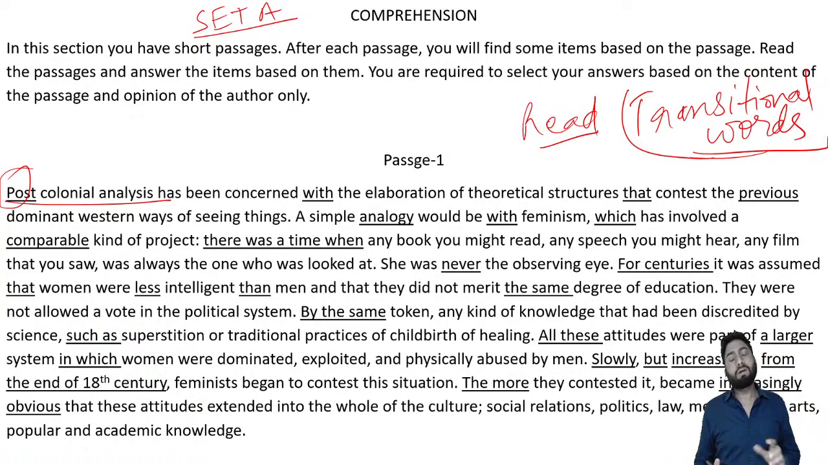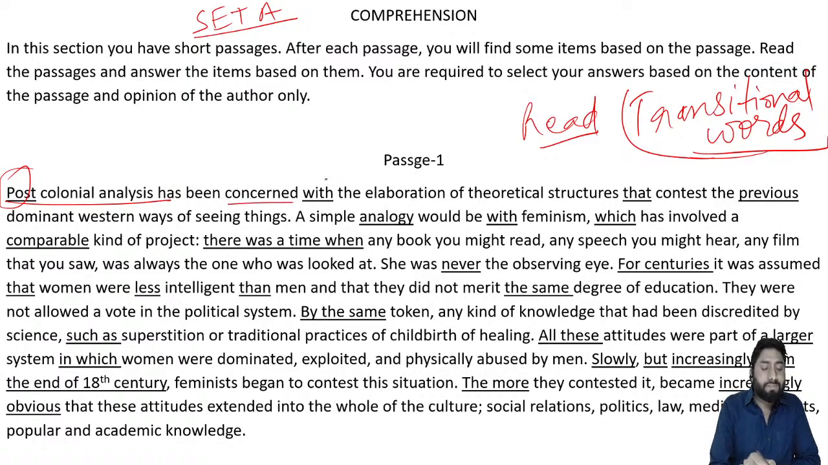तो वो colonial era था, colonial time, post-colonial analysis. Slowly, gradually, the countries got independence, they became more aware and all. They fought for their independence and all. तो उसके बाद की जो analysis की बात कर रहे हैं, post-colonial analysis has been concerned with the elaboration of theoretical structures that contest the previous dominant Western ways of seeing things. तो किस चीज को contest करते हैं? Previous dominant Western ways of seeing things.